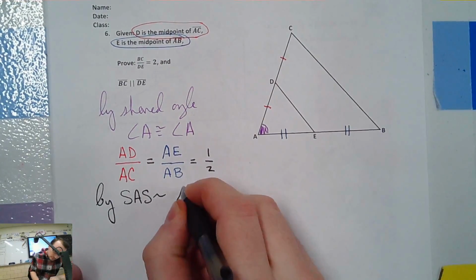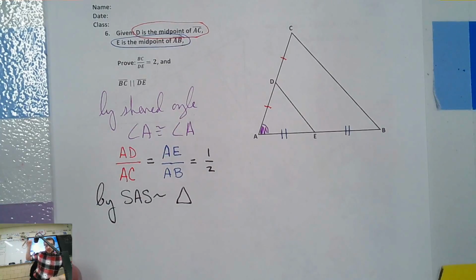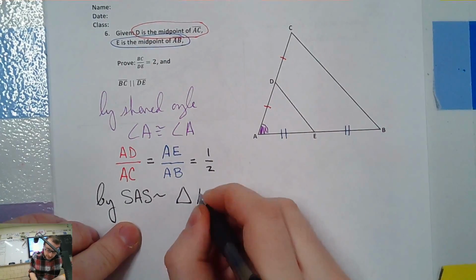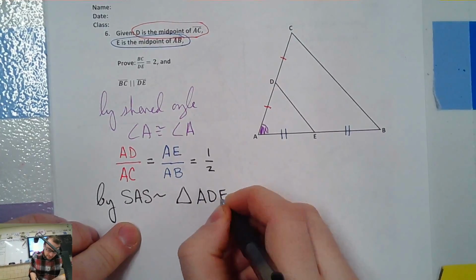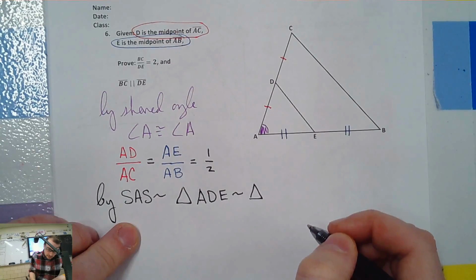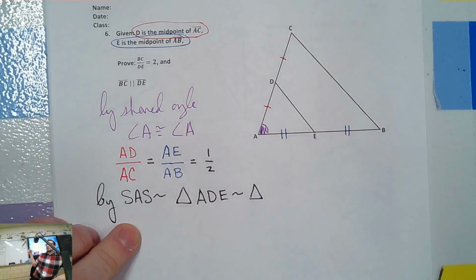So I did by CAP. Hold on, we're not there yet. By side-angle-side, we've got to get these triangles similar. So I'm going to write the small triangle first. That's triangle ADE. That's what I did before. So I didn't do SAS. I did by CAP after shared angle. And then, can't use CAP. You don't know those are parallel. Right? Okay, cool.